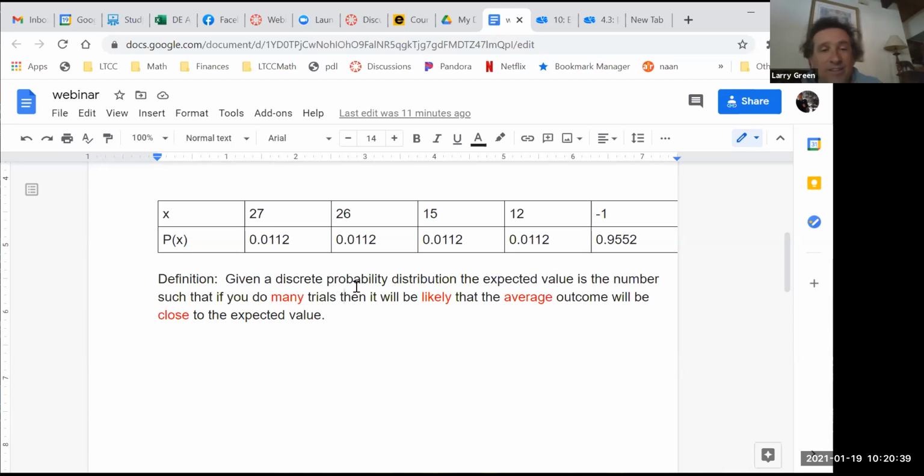The reason I chose this kind of silly gambling one is it's easy to put in a table. But in the real world, it's a little more complicated, but you can do it. Any questions on this example? Okay, I want to show you one more thing since we calculated already.